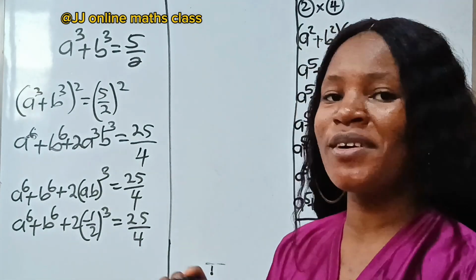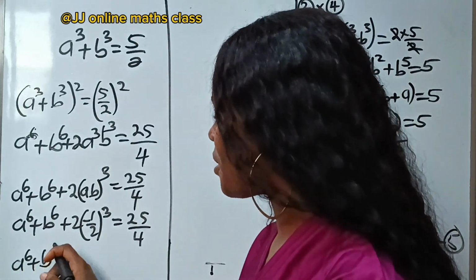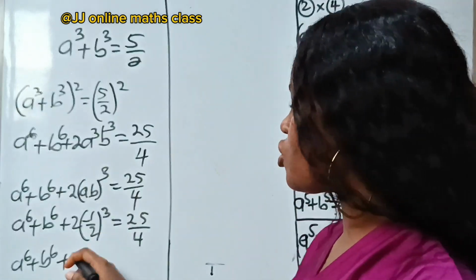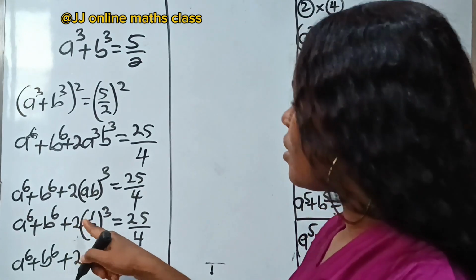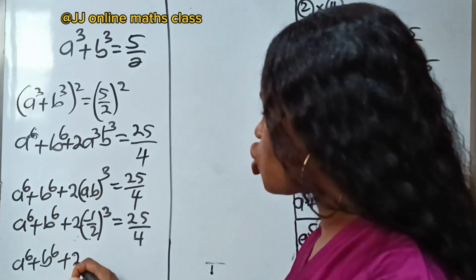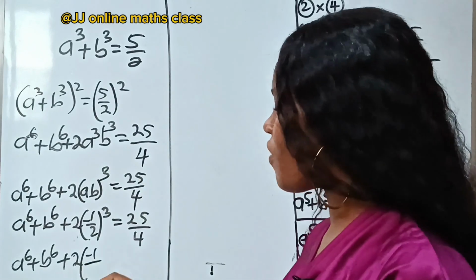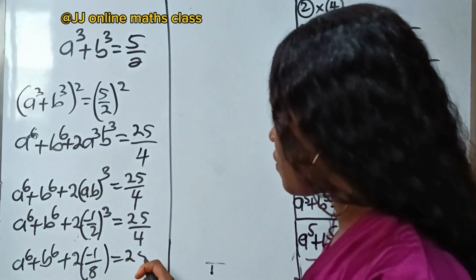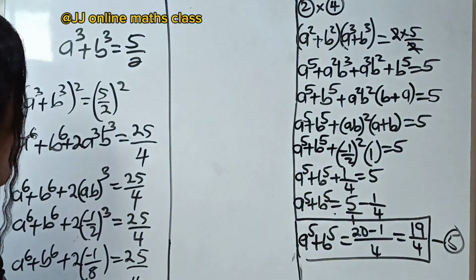Don't get tired, we are almost close to the solution. So we have a to the power of 6 plus b to the power of 6, plus now minus these two brackets, 2 brackets minus 1 to the power of 3 will give you minus 1 over 2 to the power of 3 will give you 8, is equal to 25/4. All right, now let's continue.